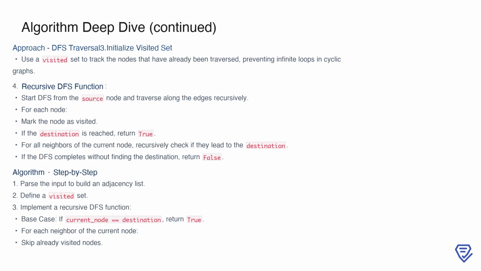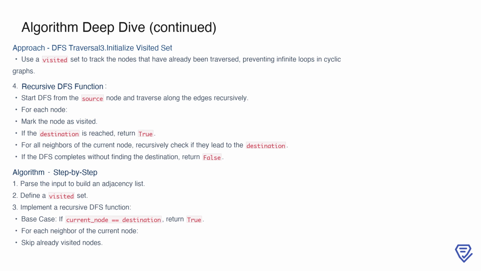Once the graph is represented as an adjacency list, the next step is to traverse it using DFS. To avoid revisiting nodes and potentially entering infinite loops in cyclic graphs, we maintain a visited set. This set tracks all the nodes we have already processed. With the visited set in place, we define our recursive DFS function.